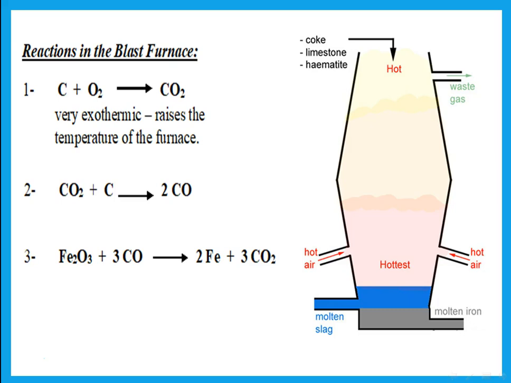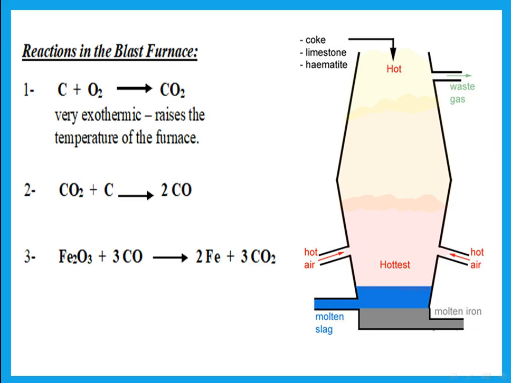Now the next reaction that happens is that we have formed carbon dioxide gas, but then we still have a lot of coke. So this coke reduces the carbon dioxide to carbon monoxide gas, and it is the carbon monoxide that is used to reduce the iron oxide or the hematite. So we have introduced hematite, and we said that hematite is Fe2O3.